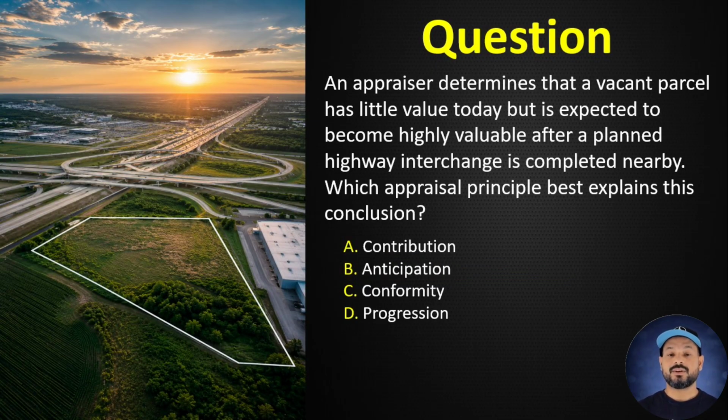Question number 47. An appraiser determines that a vacant parcel has little value today, but is expected to become highly valuable after a planned highway interchange is completed nearby. Which appraisal principle best explains this conclusion? A. Contribution. B. Anticipation. C. Conformity. D. Progression. Correct answer, B. Anticipation. Anticipation recognizes that value is influenced by expected future benefits.